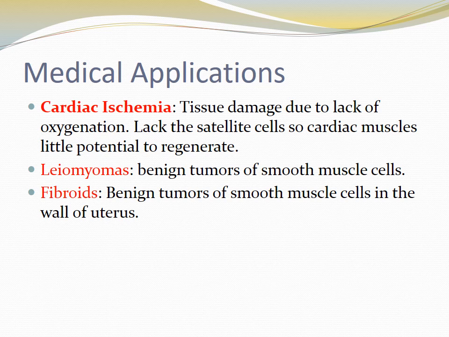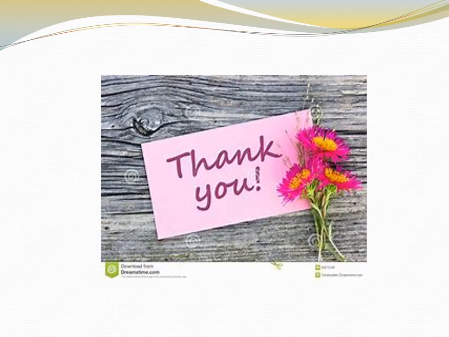Then the smooth muscles have benign tumors which are called the leiomyomas. And when these benign tumors are found in the wall of the uterus, that is the myometrium, which is made up of the smooth muscles, then they are called the fibroids. So it's all about the histological features of the muscle, that is the cardiac muscle and smooth muscles.